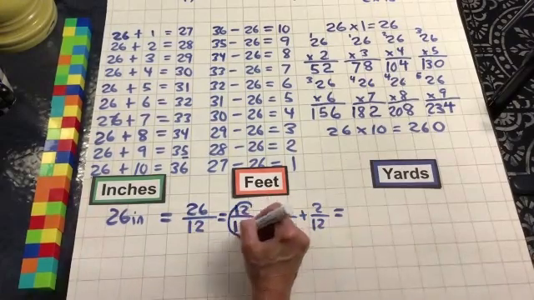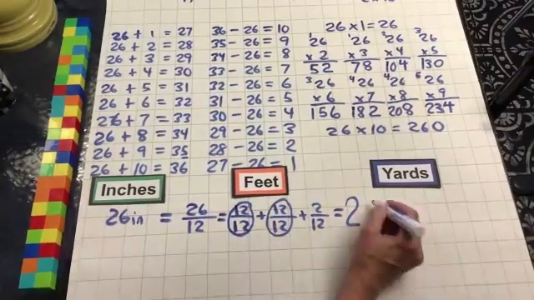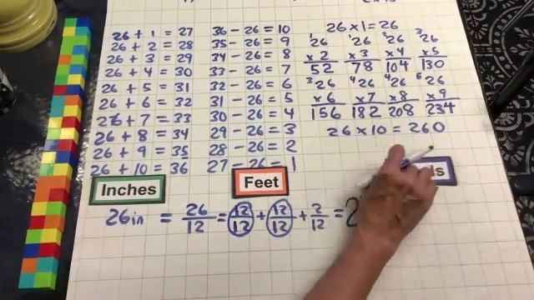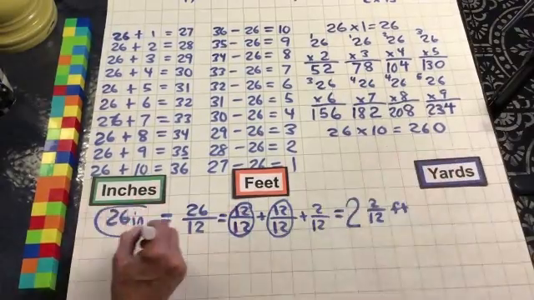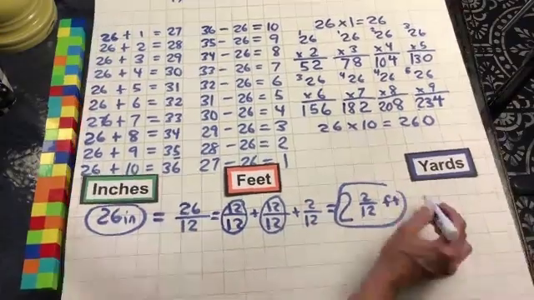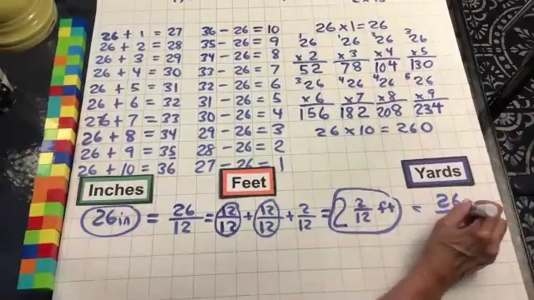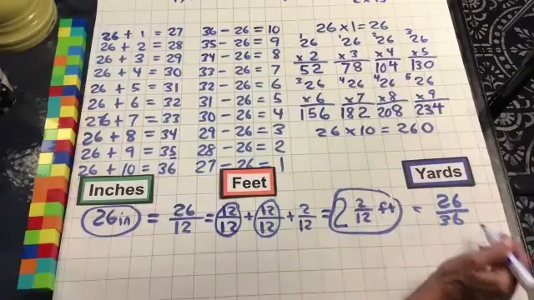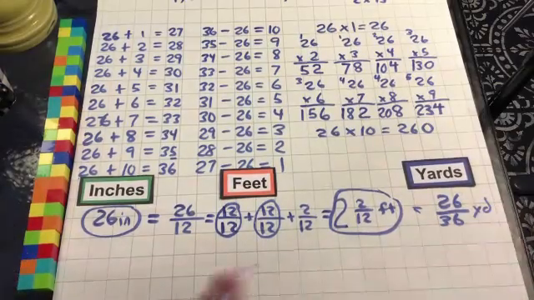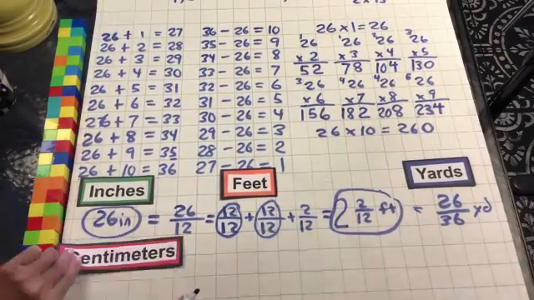So we have 2 whole feet out of that. So our 2 is going to be as big as a fraction, and 2 twelfths feet. So 26 inches is the same as 2 and 2 twelfths of a foot. And it takes 36 inches to make a yard. So we just have part of a yard, 26 thirty-sixths of a yard. And we are done with our standard form of linear measurement.